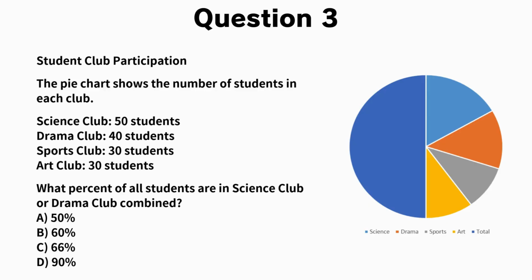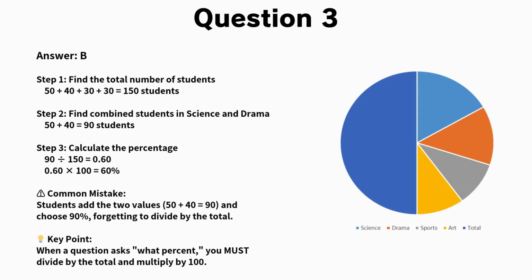Question 3. The pie chart shows student club participation. Science club has 50 students, drama club has 40, sports club has 30, and art club has 30. What % of all students are in science club or drama club combined? The correct answer is B, 60%.